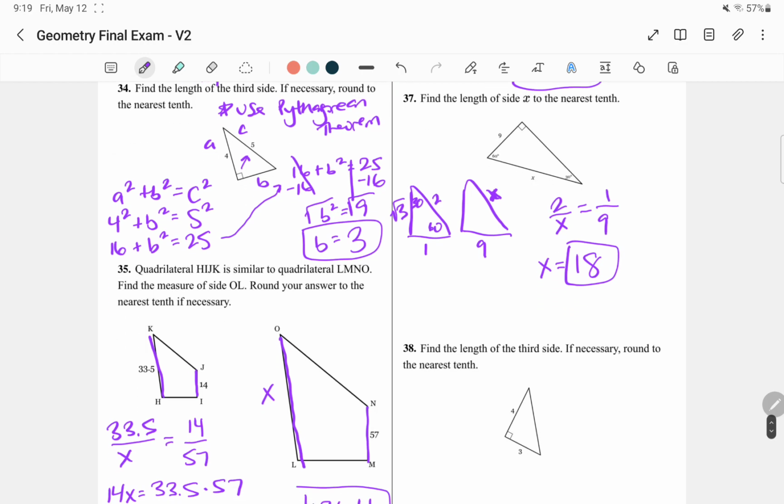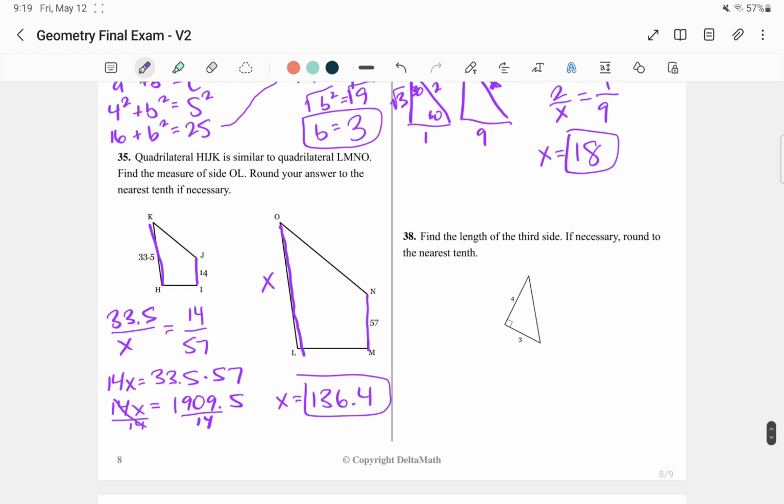All right, 38. Again, another right triangle. This time we have to know what to use. Again, we're going to use the Pythagorean theorem, because there's no angle here, so you have to use Pythagorean theorem. So let's write down a squared plus b squared equals c squared. And let's label: across from the right angle here is our hypotenuse, so this has to be c. And then these two legs are a and b. So 4 squared plus 3 squared equals c squared.